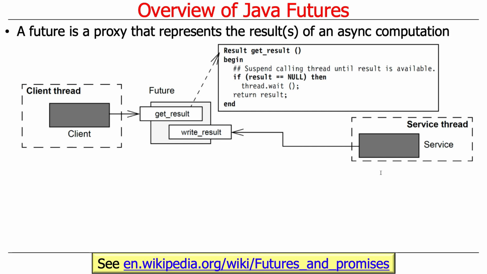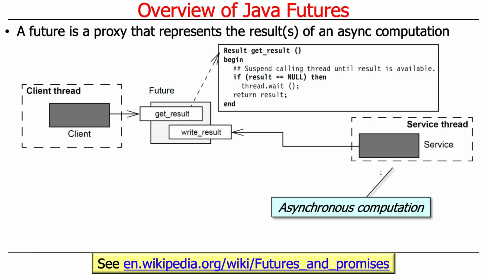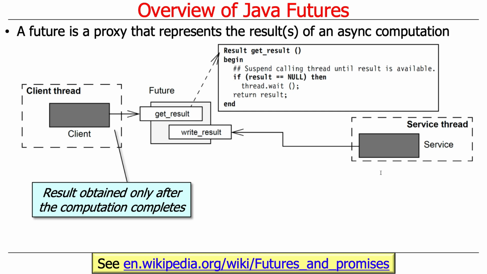So you can see here that getResult will suspend the calling thread until the result is available. And then when it's done, the result comes back. So this is basically the asynchronous computation, and here's where the result is obtained only after the computation completes. Now, if the client doesn't actually call getResult on the future until after the computation is completed, it'll never block. But if it were to call before the computation was completed, it would block.